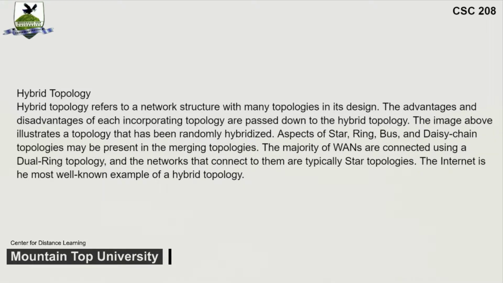Hybrid topology. Hybrid topology refers to a network structure with many topologies in its design. The advantages and disadvantages of each incorporated topology are passed down to the hybrid topology. The image above illustrates a topology that has been randomly hybridized. Aspects of star, ring, bus, and daisy chain topologies may be present in the merging topologies. The majority of them are connected using a dual ring topology, and the networks that connect to them are typically star topologies. The Internet is the most well-known example of a hybrid topology.